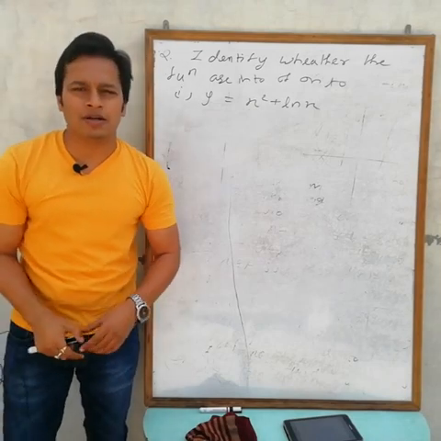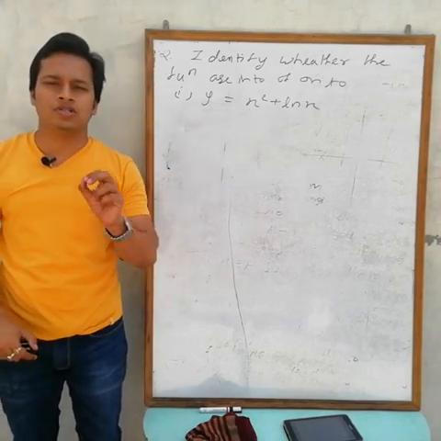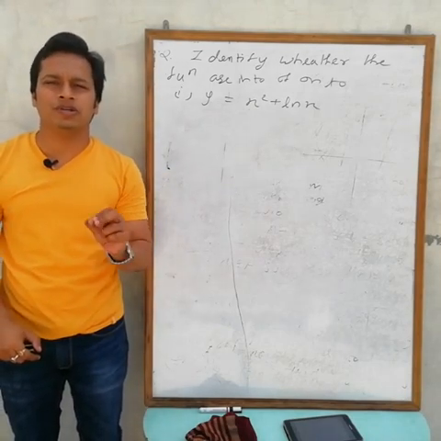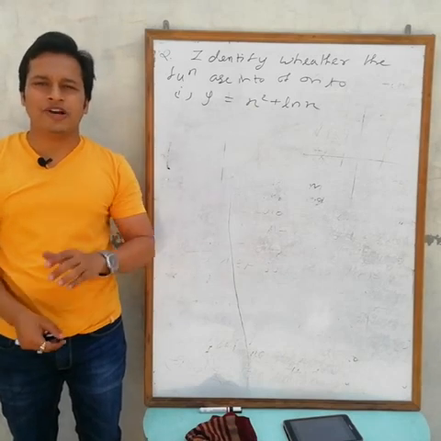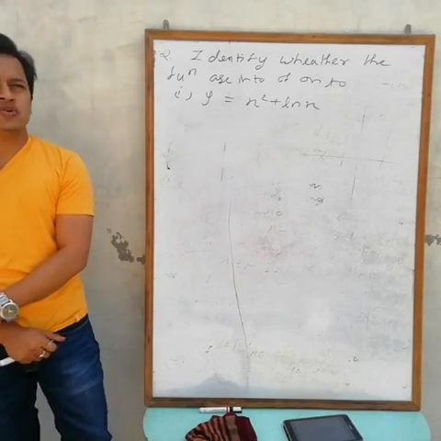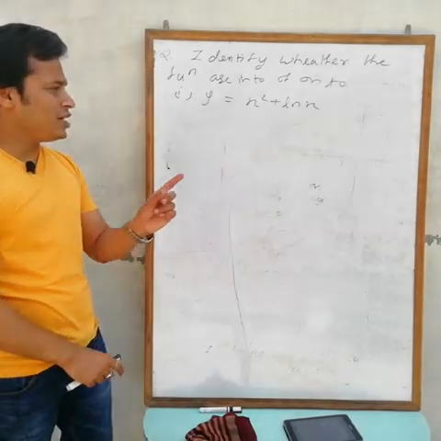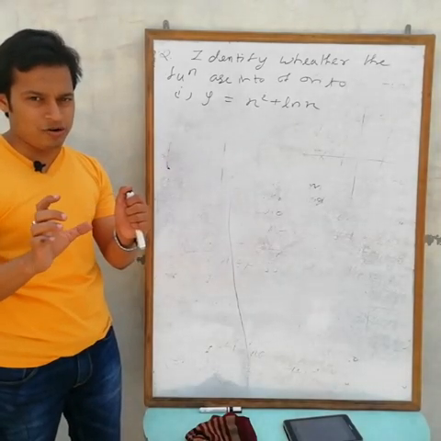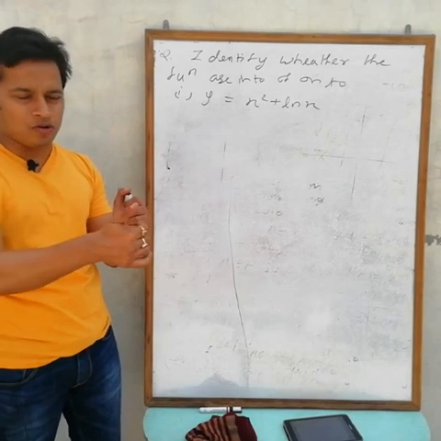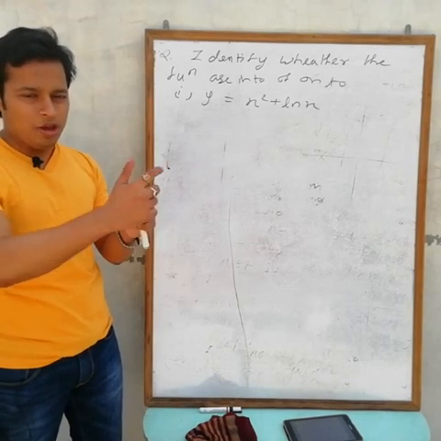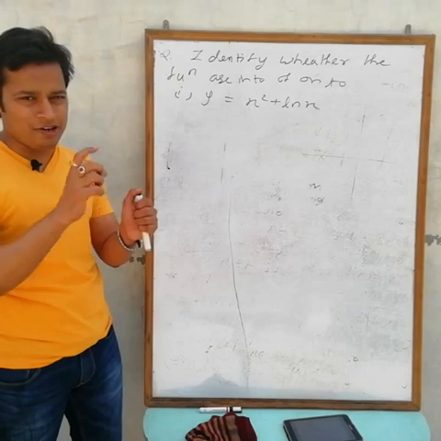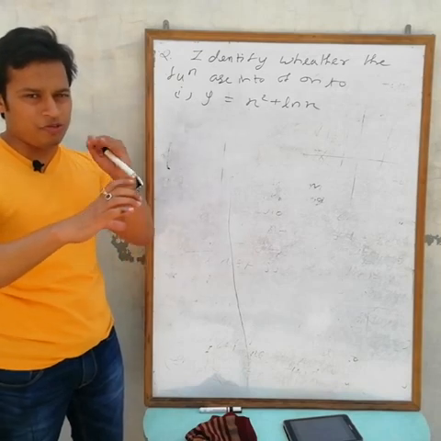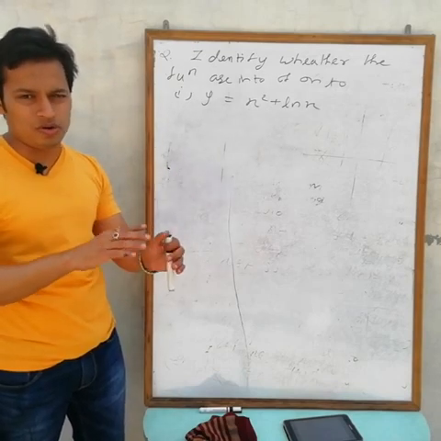Okay, what is the method? There is only one method to check whether a function is onto or into, that is the range. We have to find the range of this one. See here, a function is always from A to B, but B is not given. It means I have to consider R to R. It means the codomain is R. If the codomain is R, then find the range. If the range is also from minus infinity to plus infinity, then this is onto, otherwise into.